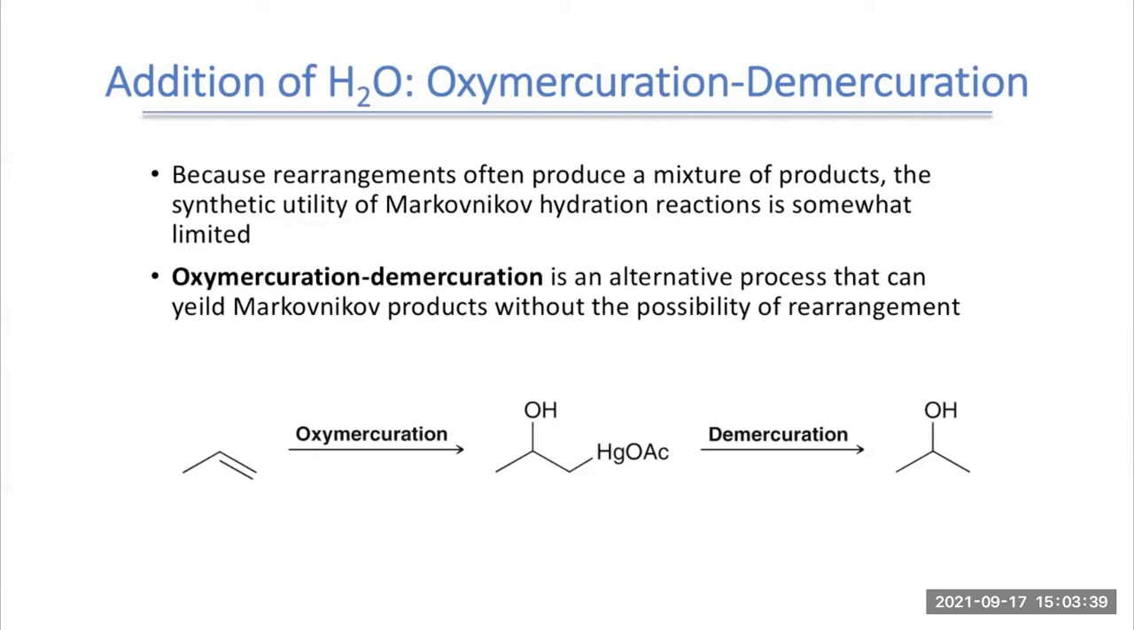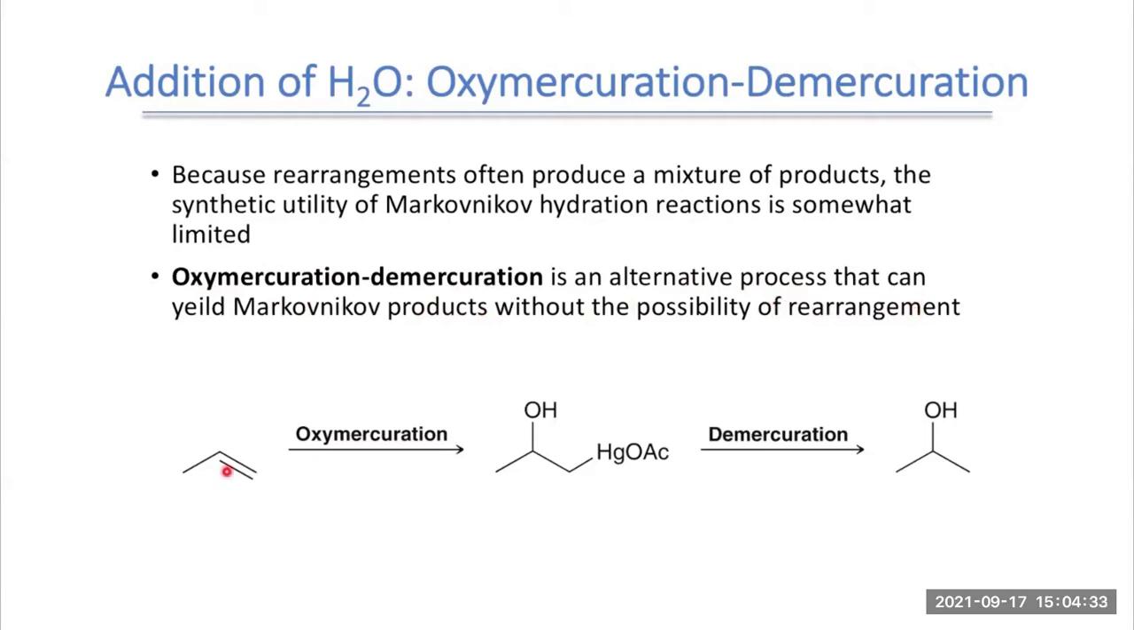So oxymercuration-demercuration, complicated name, but it's okay. What it does is it eliminates the rearrangements that can occur during our addition of water. It's a synthetic way of making a Markovnikov hydration, but it's still somewhat limited. It's our alternative process to just adding water and acid, and it can yield a Markovnikov product without the possibility of rearrangement. So we eliminate the rearrangement, and we can create a higher yield for our product.